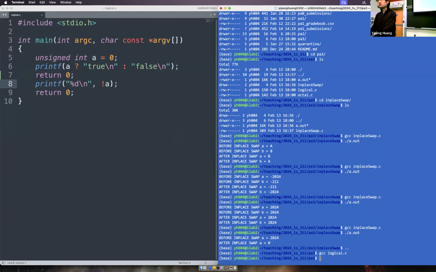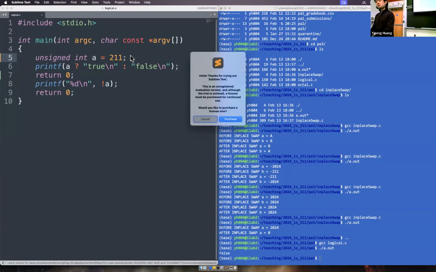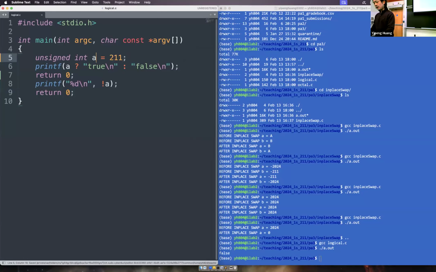Any guesses? It'll print true. Who thinks it'll print true? Who thinks it'll print false? So the falses have it. So what's happening here? It's looking at A, and the assignment of the truth value to any variable is that if the number is 0, then it will print false. And what if it's something else? What if you declared A but you didn't initialize it?